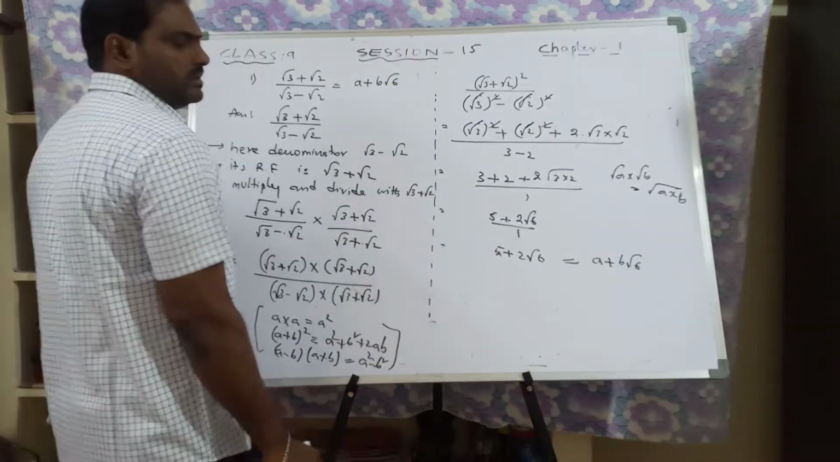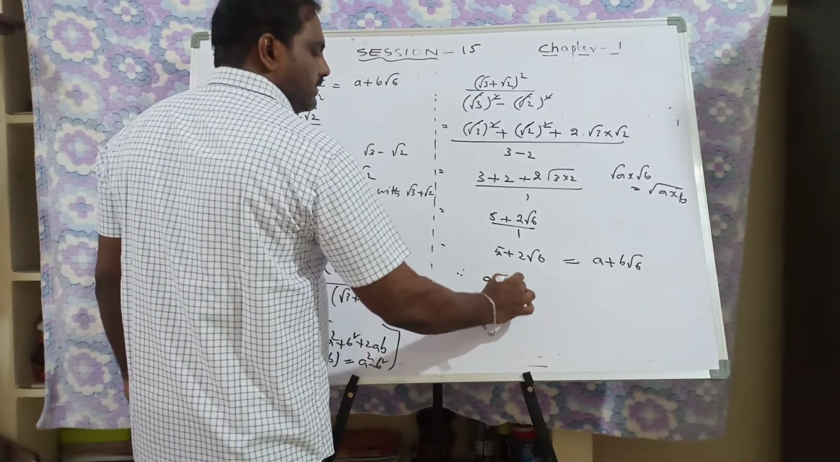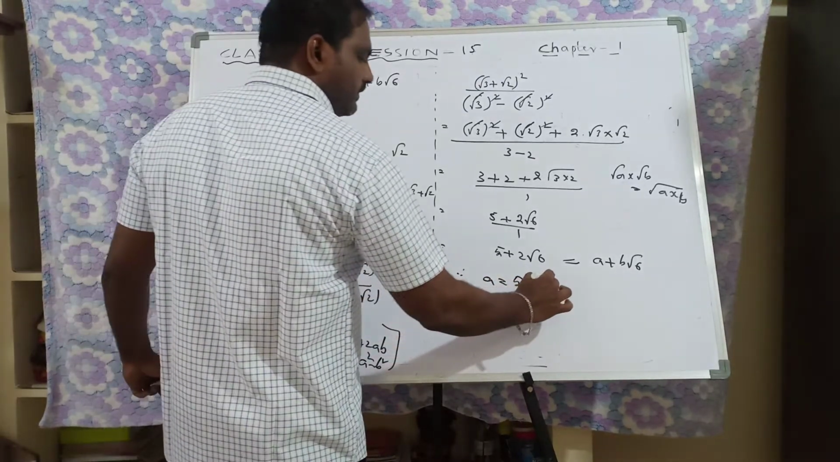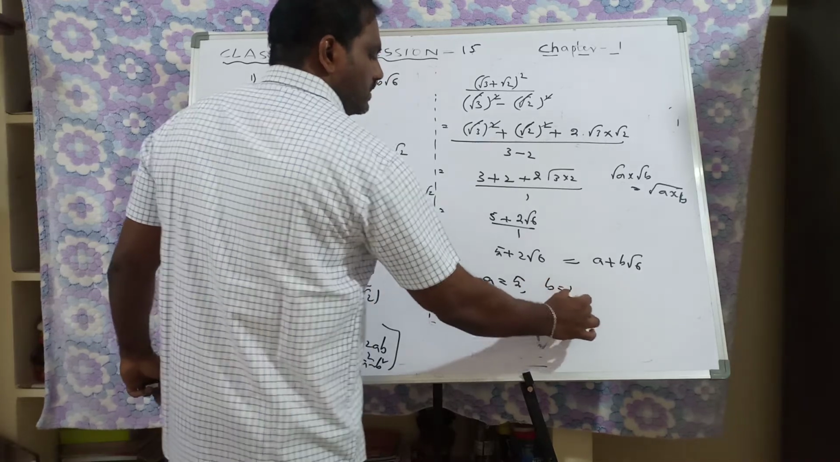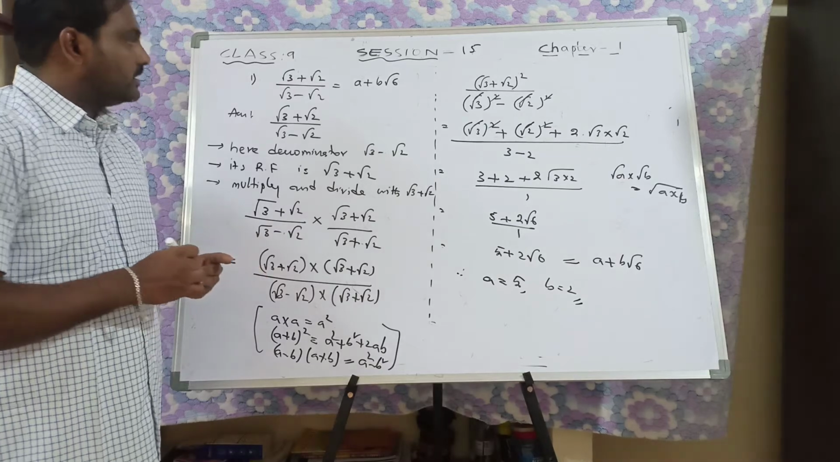Got it or not? Now therefore, basing on this, what is the value of a? The value of a is 5 and the value of b is 2. Like this we have to do. So how did I do it in this topic?